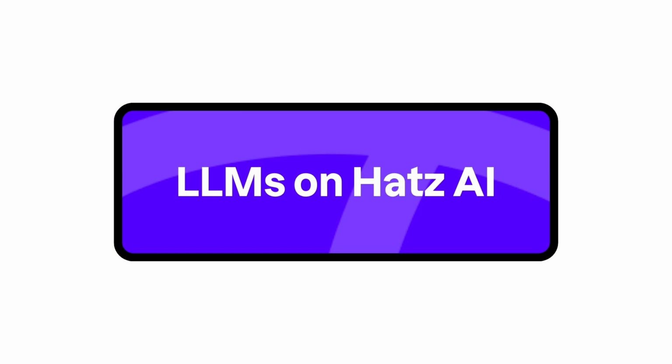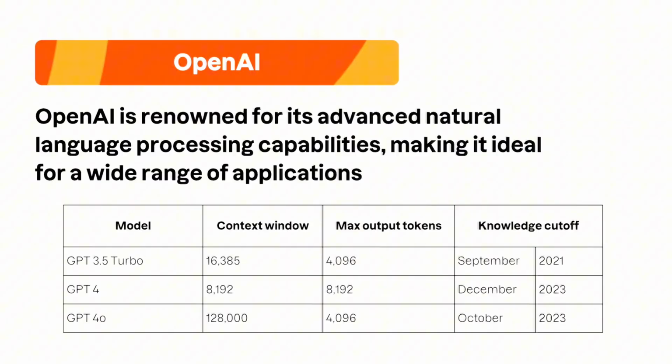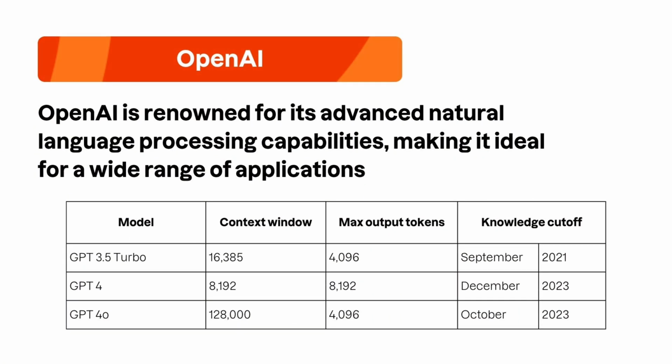You'll see that some LLMs are designed for more specific use cases than others. So let's take a look at some of the models that are available on the HATS AI platform and how you might use them in your day-to-day operations. OpenAI is renowned for its advanced natural language processing capabilities, making it ideal for a wide range of applications. GPT 3.5 Turbo has a context window of 16,385 tokens and a max output token of 4,096. Its knowledge cutoff date is September of 2021.